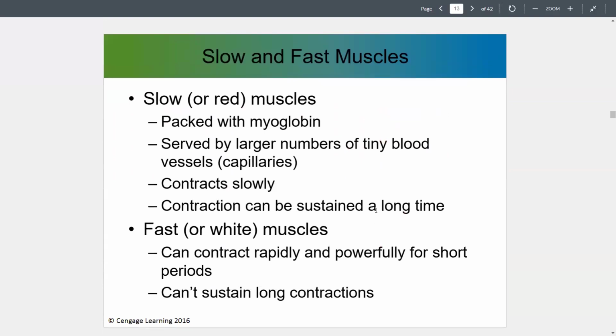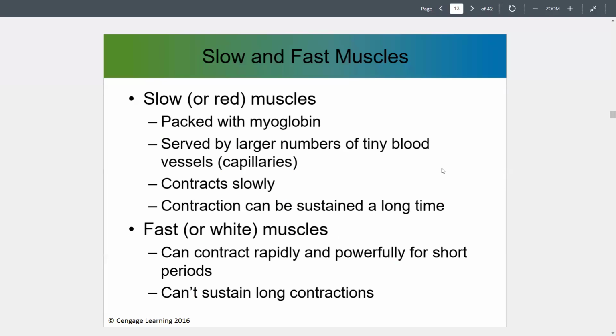There's different types of muscles that people can have, and some people have different amounts of these different types. There's slow or red muscles and fast or white muscles. Sometimes they're called slow twitch and fast twitch. Slow muscles are really good for long distance endurance kind of things.